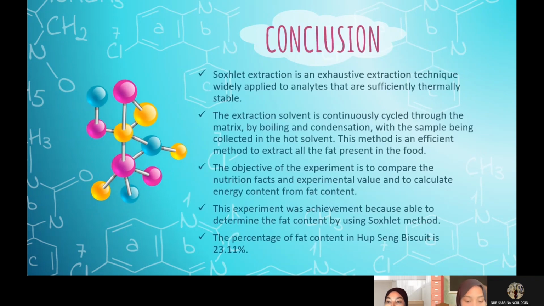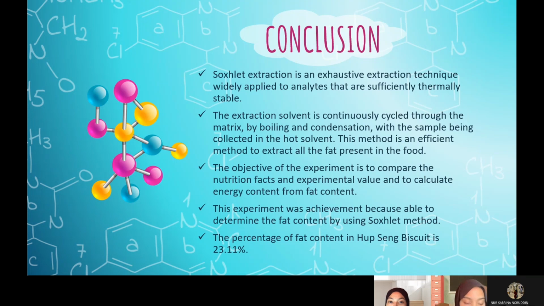Next, for conclusion, Soxhlet extraction is an exhaustive extraction technique widely applied to analytes that are thermally stable. Second, the extraction solvent is continuously circulated through the matrix by boiling and condensation, with the sample being collected in the hot solvent. This is an efficient method to extract all the fat present in the food.